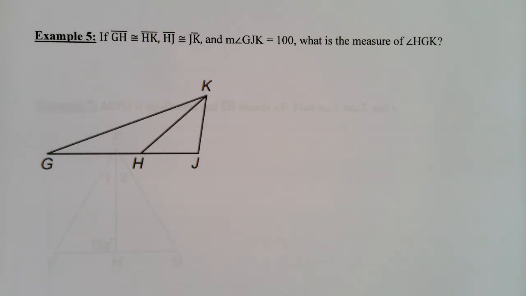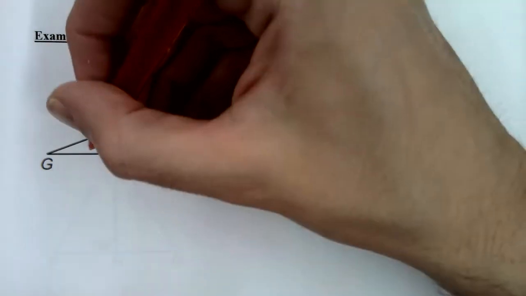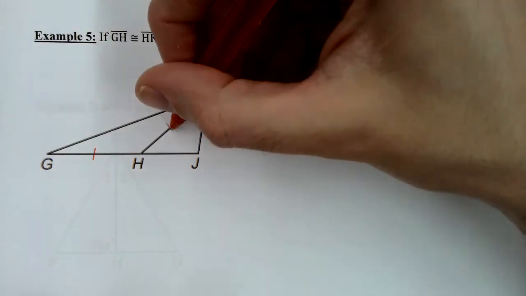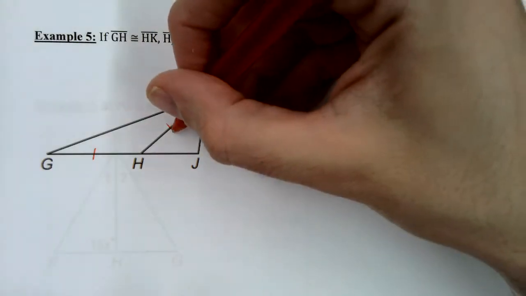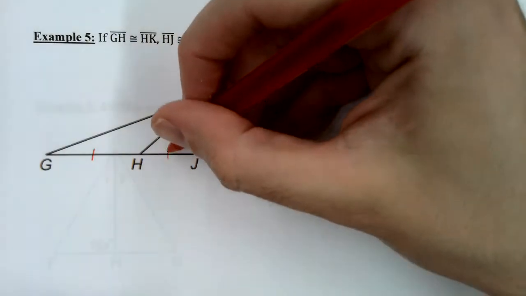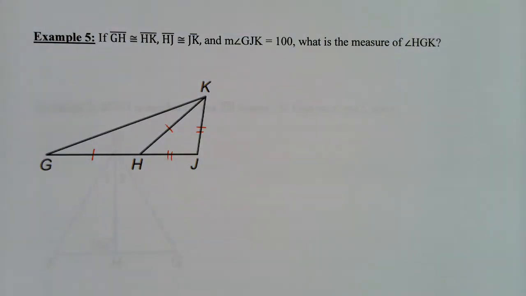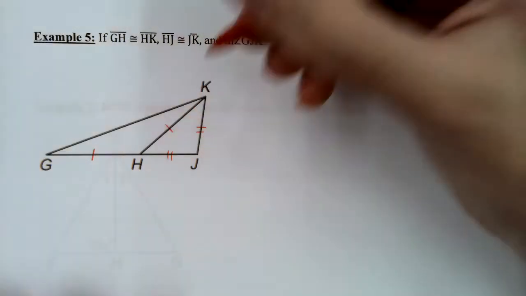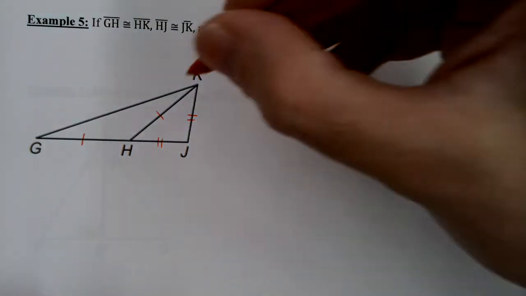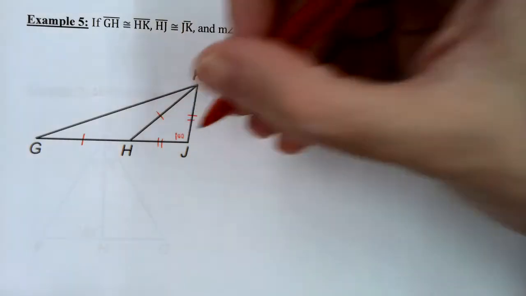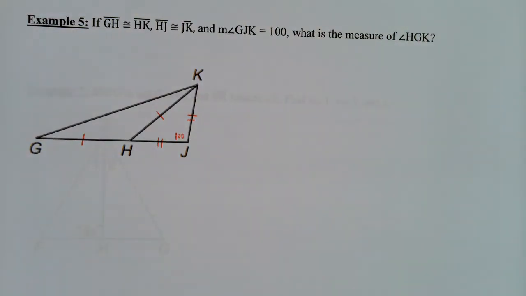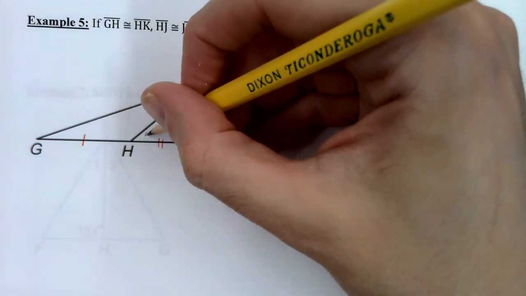Oof, okay, so let's label. GH is congruent to HK and HJ is congruent to JK. What is the measure of angle HGK? GJK is 100, so let's label that. GJK is right there. Okay, so if that's 100, let's find these two angles with the stars.